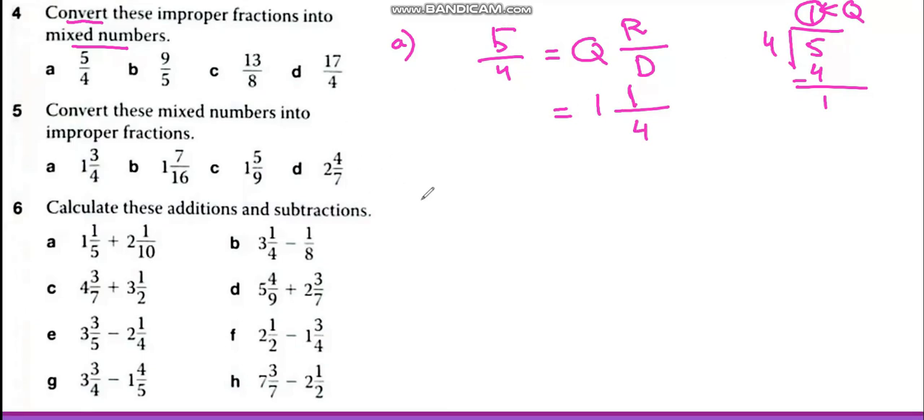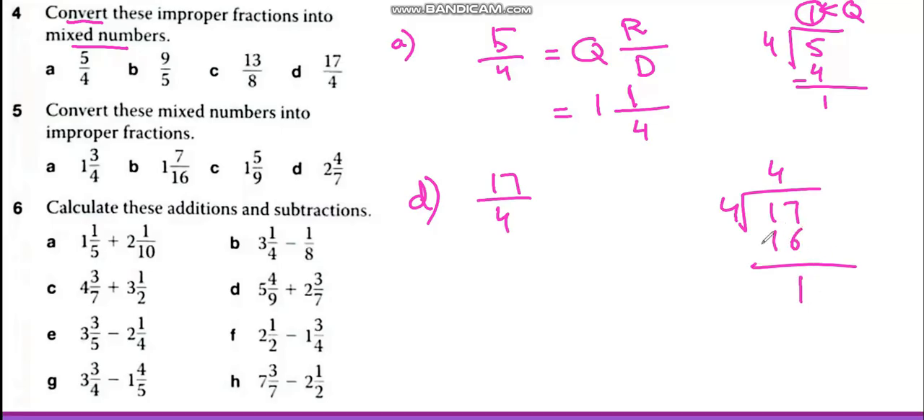Now let me do the D part. 17/4. So we can divide it here. 4 times 4 is 16, and 1 will be the remainder. So again, we write the quotient, which is 4, the remainder, which is 1, and the divisor, which is also 4. So this is how we can convert each improper fraction into a mixed number. And please notice that in all mixed numbers, there will be a whole part and then a fractional part. So the fraction in the mixed number will always be a proper fraction.